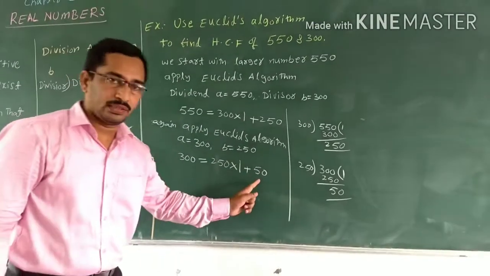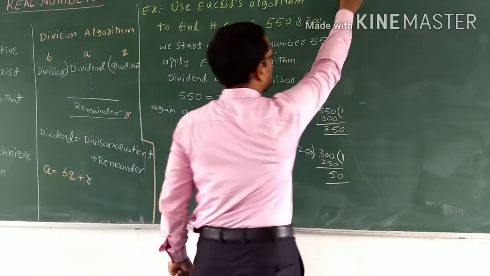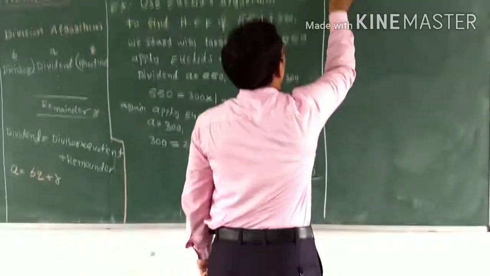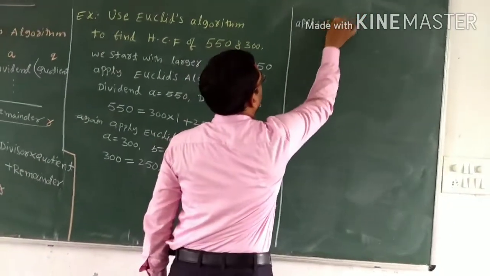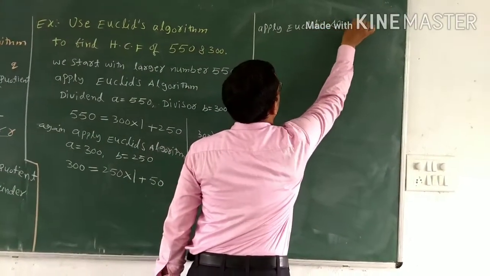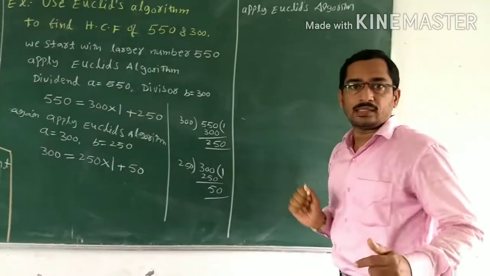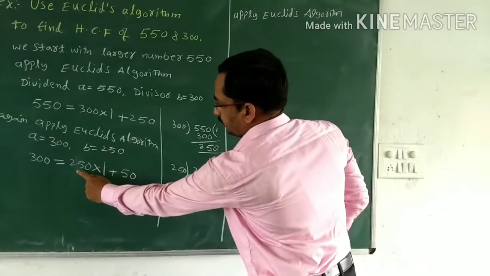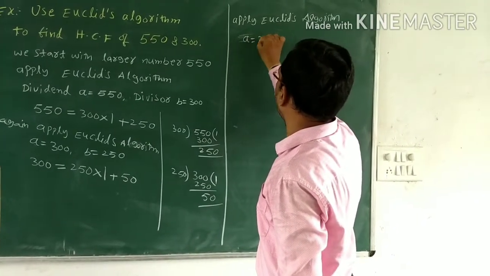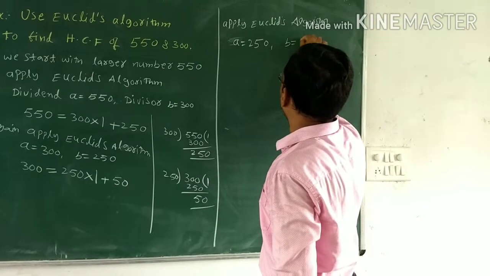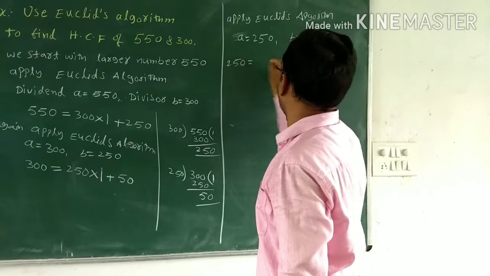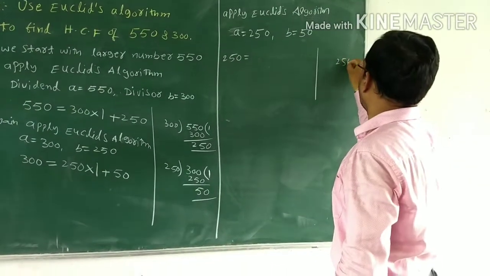Again here the remainder is not equal to 0. We have to apply one more time the Euclid division algorithm, taking the largest number between 250 and 50. The largest number is 250. So take A as 250 and B as 50. Now express 250 in terms of 50, that is, divide 250 by 50.